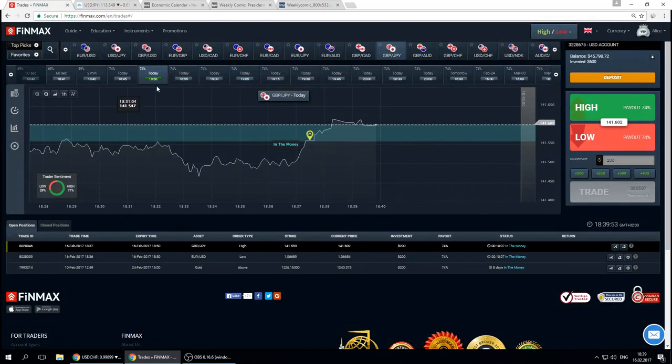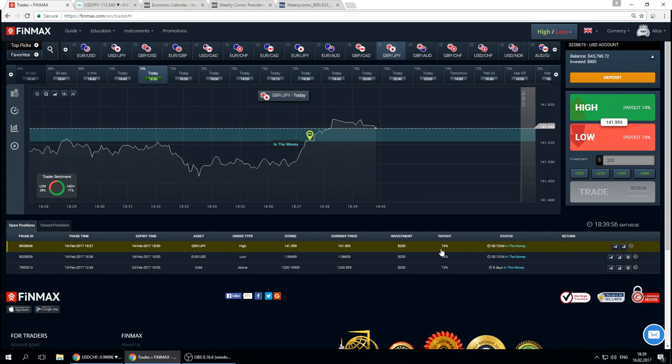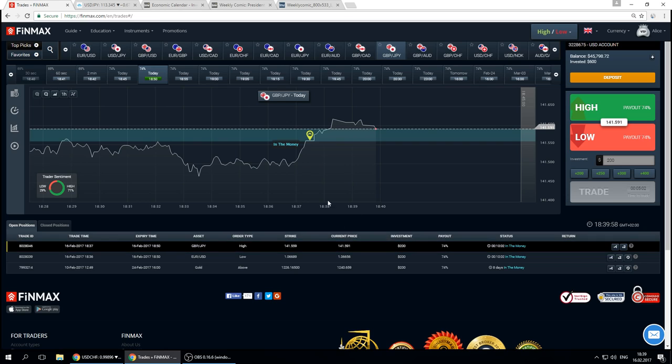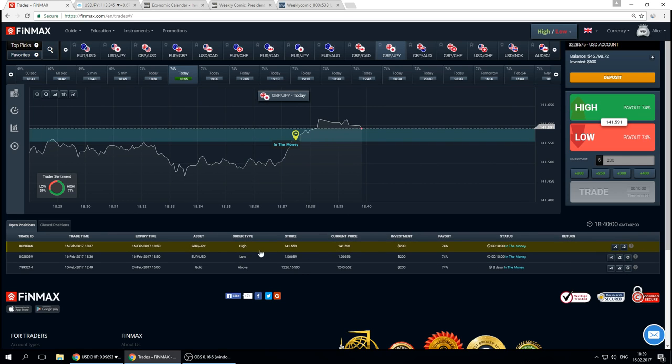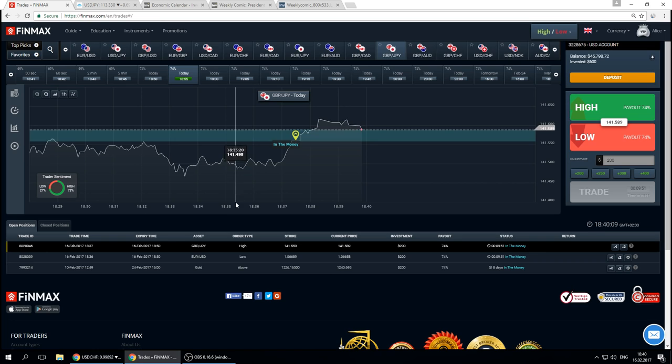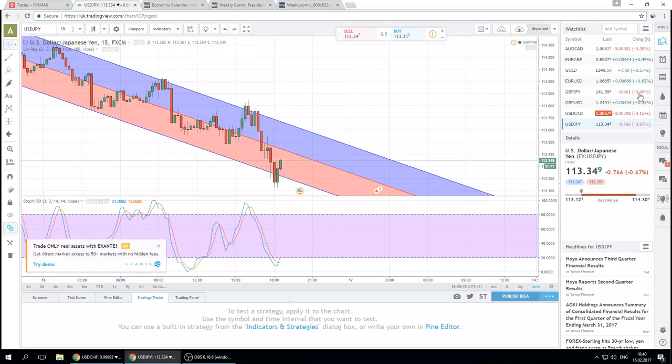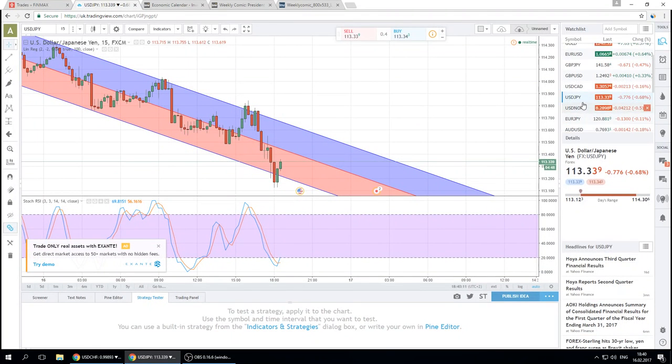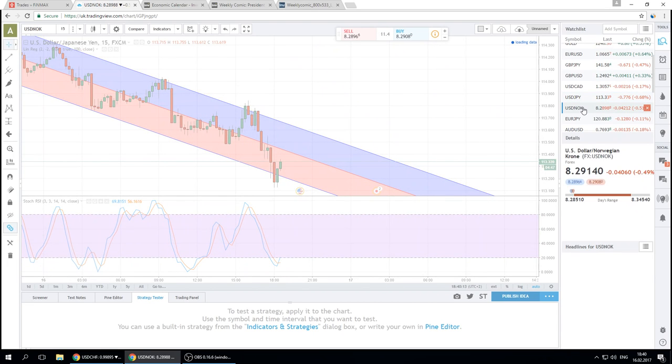Let's open the second trade on USD JPY. Basically, the trade that is going to be opened on USD JPY is almost the same as on the British pound. So we play on high here, against the Japanese yen. So basically, that's like a repetition of the previous trade.